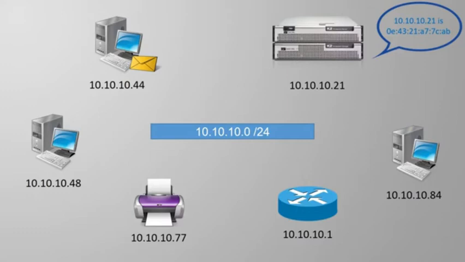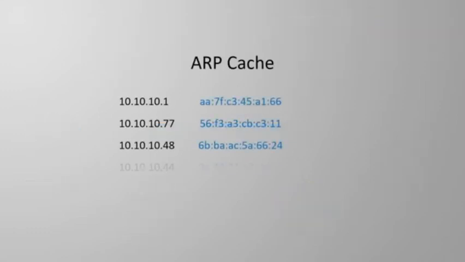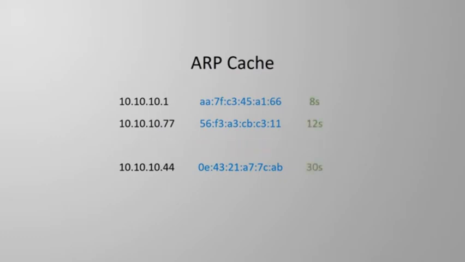Now that the client has its response, it will put this information into its ARP cache. This is a small table that contains all the IP to MAC address mappings that it has learned so far. Caching is done so there will be no need to send an ARP request for every single packet that it needs to send. These entries aren't permanent though. Over time, if the entry is not used, it will be removed from the cache.